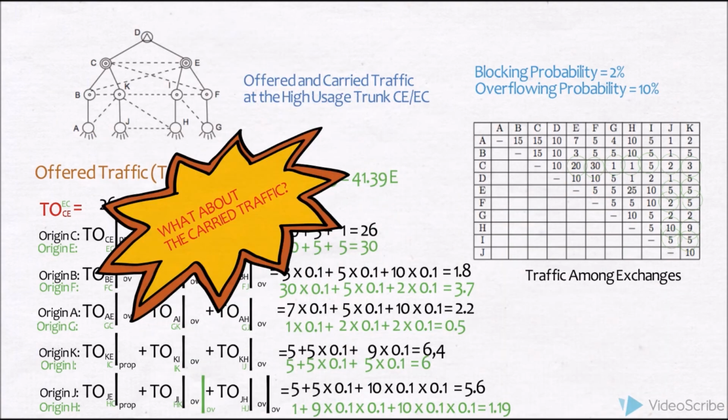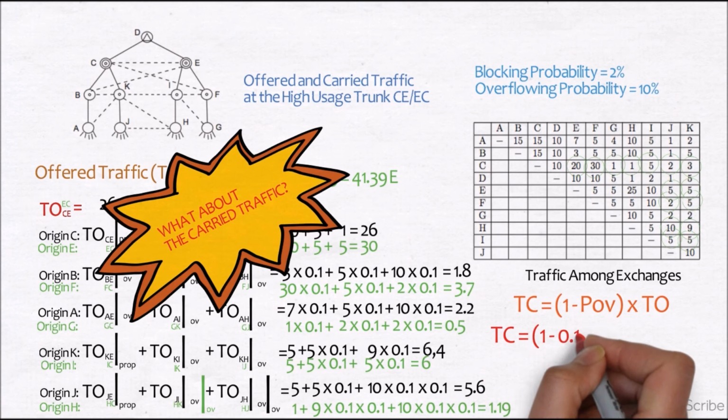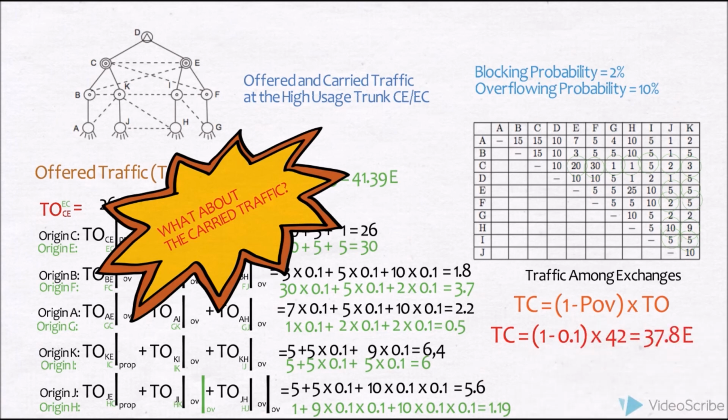But don't worry. This is the easiest thing of all this video. You just need the overflowing probability and the offered traffic. Here's the formula. Let's write the carried traffic among CE in red, which is equal to 37.8 Erlangs, and the carried traffic among EC in green, which is equal to 37.251 Erlangs.